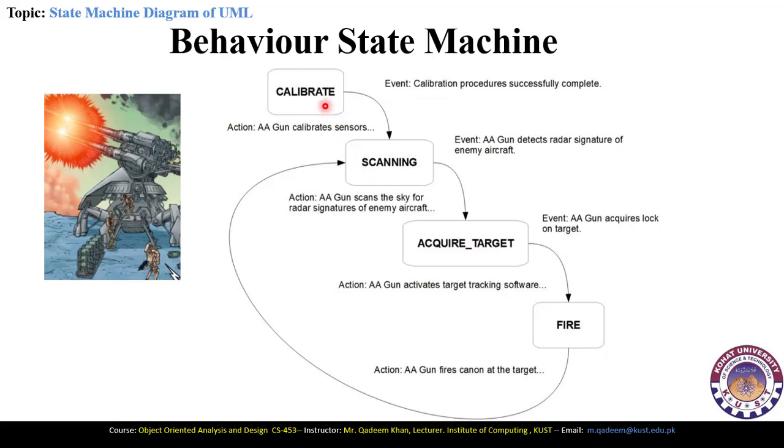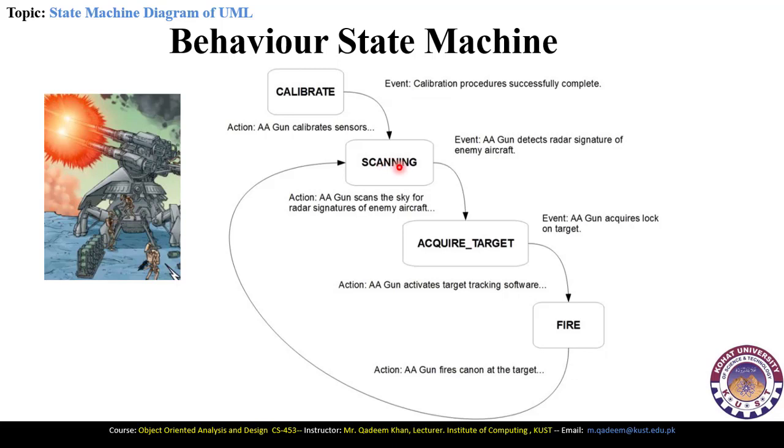So in this automatic fire gun, we have the calibrate state first of all. In the calibrate state, the sensors will be used to detect the target. Here the sensors will identify the distance of the particular targets on the ground as well as in the air. And the next is the scanning phase. In the scanning state, the gun scans the sky for a radar signature of the particular enemy aircraft.